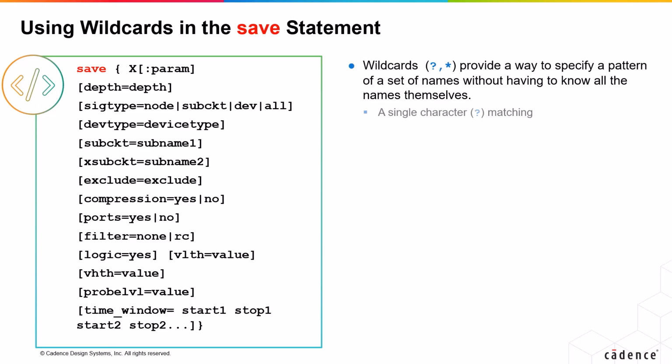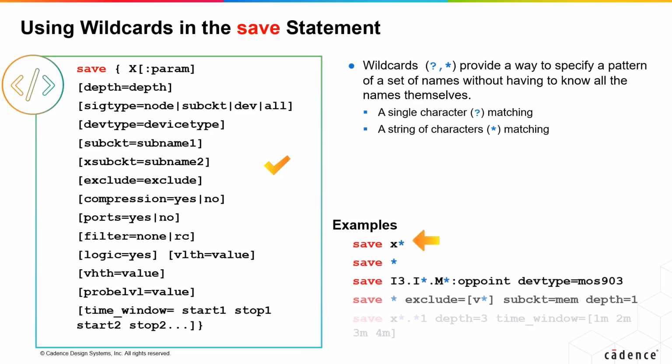To match a single character including the hierarchical delimiter, use the question mark pattern, while to match a string of characters including the empty string and the hierarchical delimiter, use the star asterisk pattern. This is the syntax for using wildcards in the save statement, and here are a few examples. The first example saves the voltages of all nodes whose name starts with X from all hierarchies. The second example saves all node voltages from all hierarchical levels with all names.